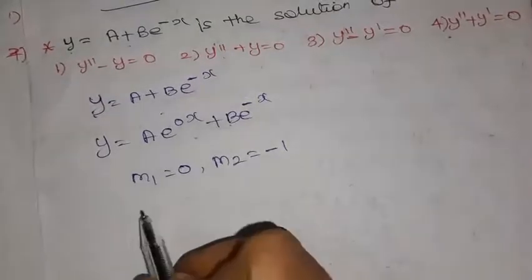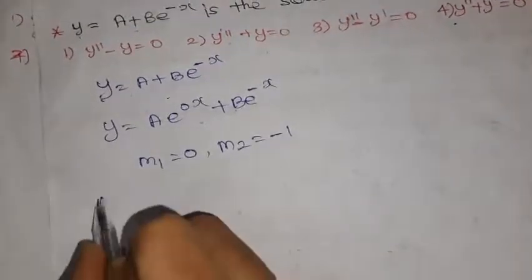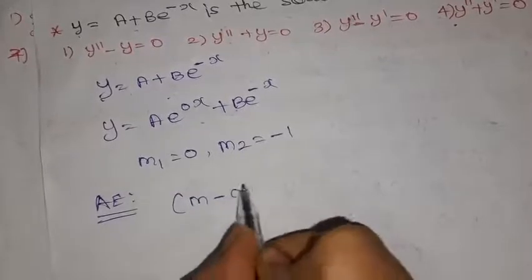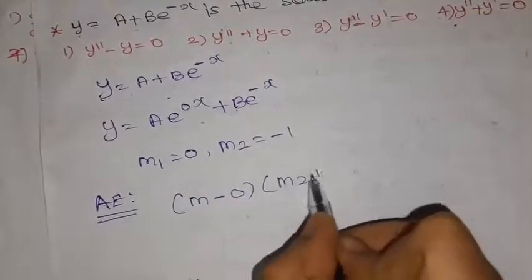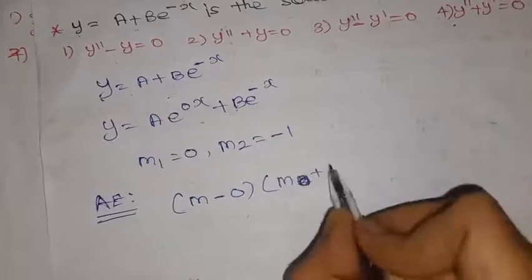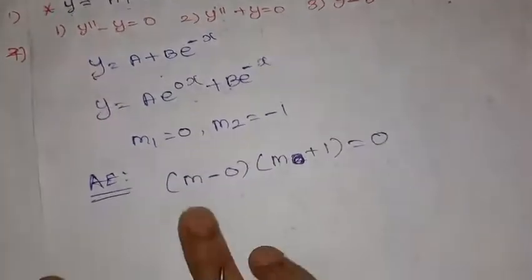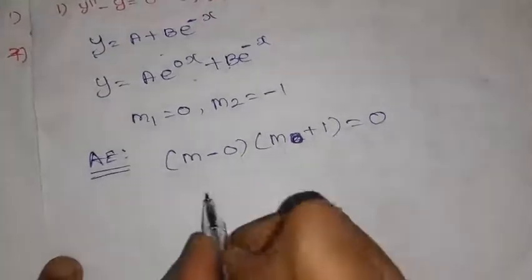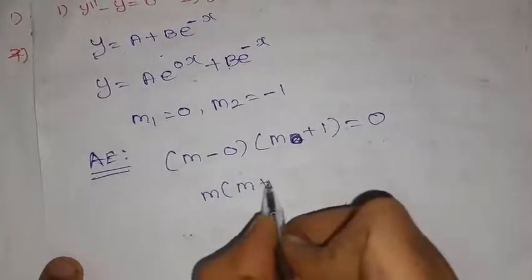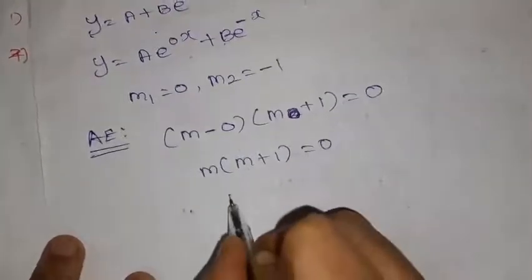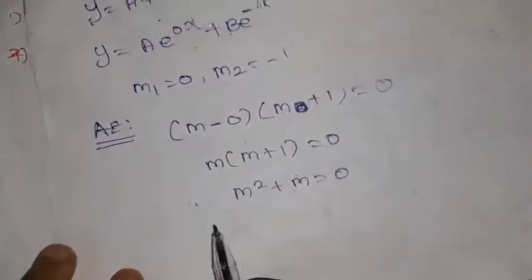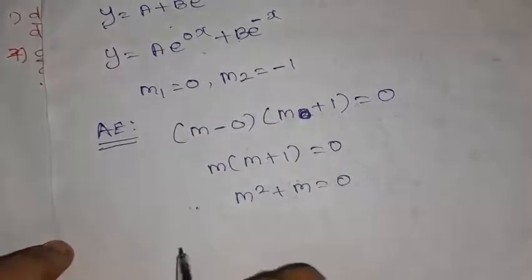So how will the auxiliary equation look? m minus 0 into m plus 1 equal to 0. So it's simply m into m plus 1 equal to 0, which gives m squared plus m equal to 0. So what is the required equation?